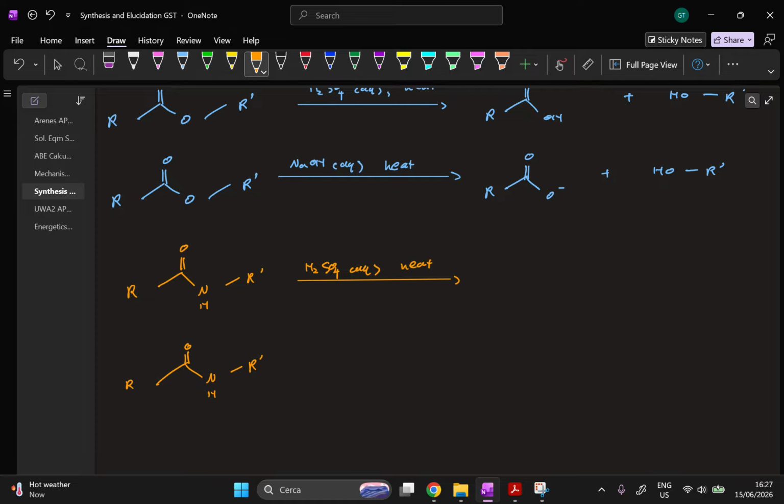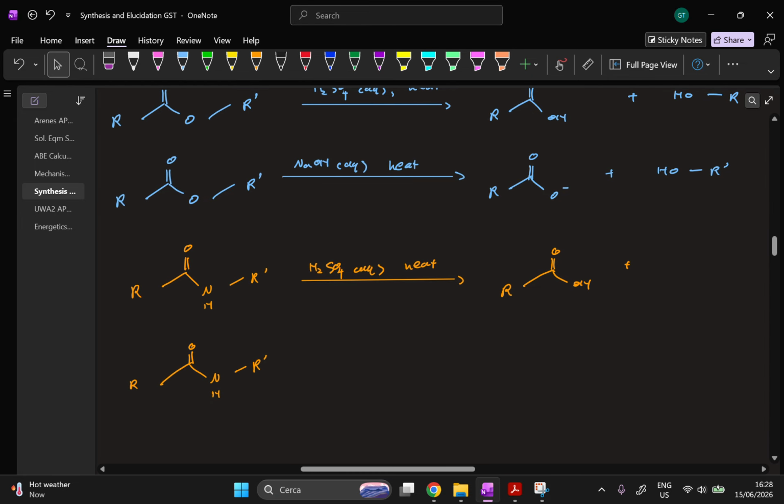And then in acidic medium, once again, this is going to be a carboxylic acid. But then, what's the other thing I get from the amide? I should get an amine, right? But then, in acidic medium, I'm not going to get NH2. I'm going to get NH3 plus. This thing is going to be protonated in acidic medium.